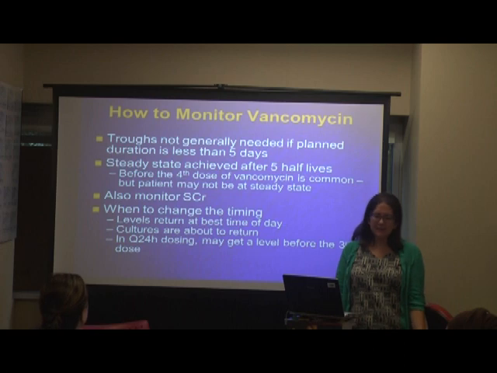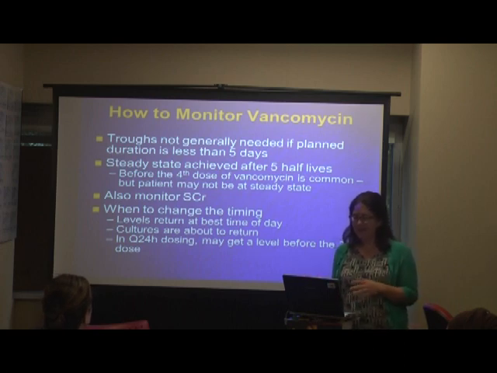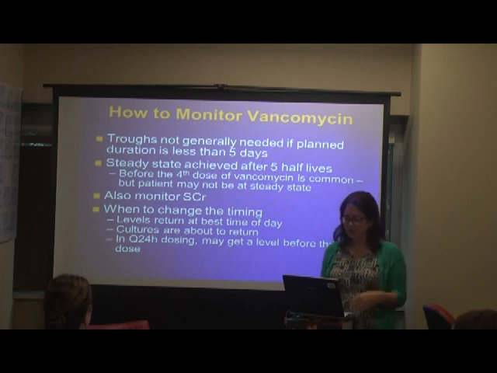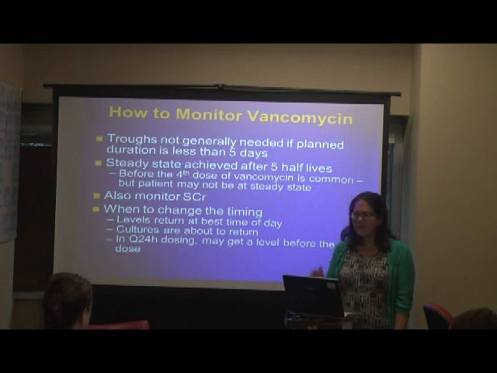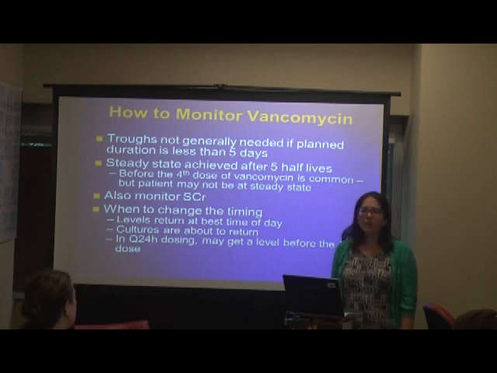The patient may not be at steady state, but I'll show you in the next slide how we can more accurately determine what her steady state will be. We also want to monitor serum creatinine in our patients on vancomycin. Some other things that you may want to take into account when deciding on when to get levels for these patients are what time they're going to return. We don't want our patients to be stuck in the middle of the night if they don't have to.